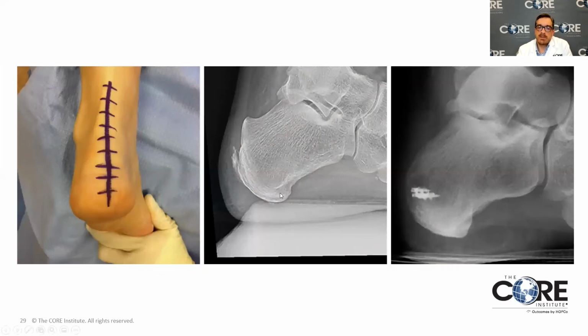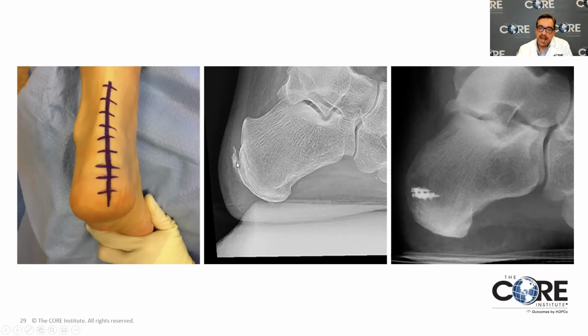Of course, this middle slide right here is a spur. This picture right here is a combination of both. This is a Haglund's deformity, a large portion of the heel bone. So typically in a person who has just a Haglund's deformity, they have no bone spur. But typically in a Haglund's deformity, we do not need to detach the Achilles tendon.